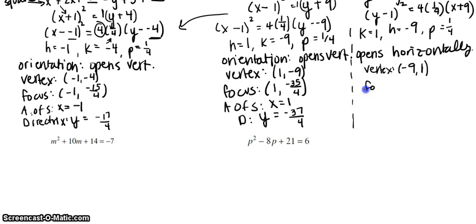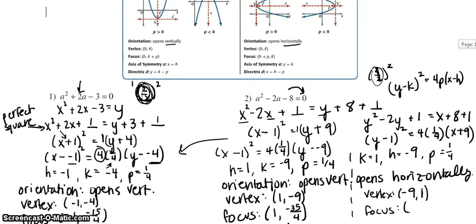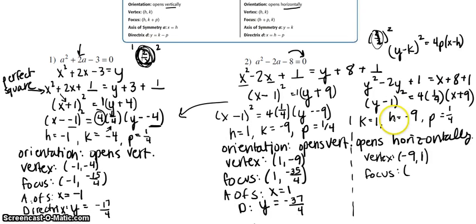Then our focus is just going to be h plus p. So we have h plus p here. So that's going to be negative 35 over 4, comma, and then k. And then our axis of symmetry is just going to be y equals k, so y equals 1.